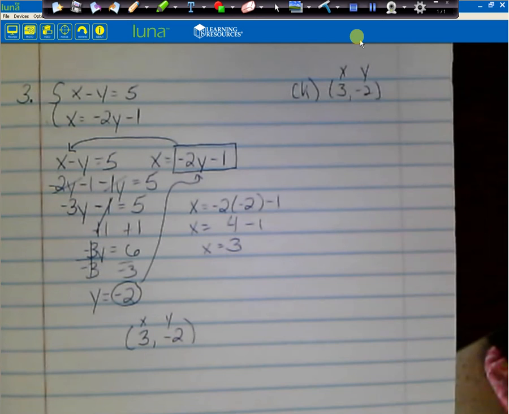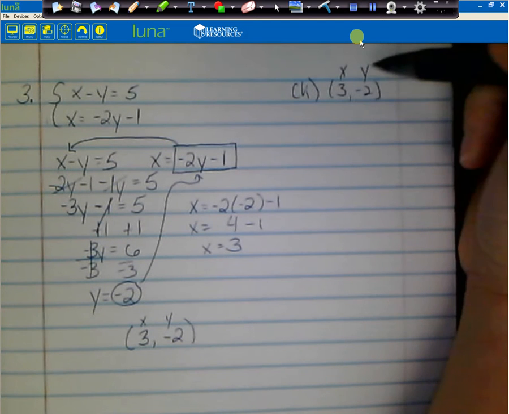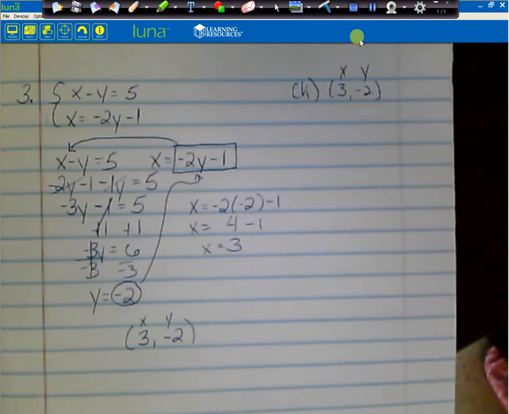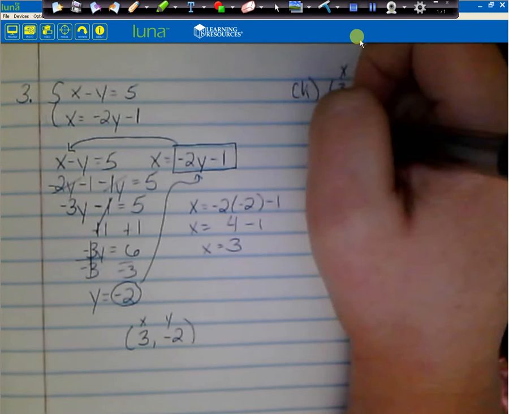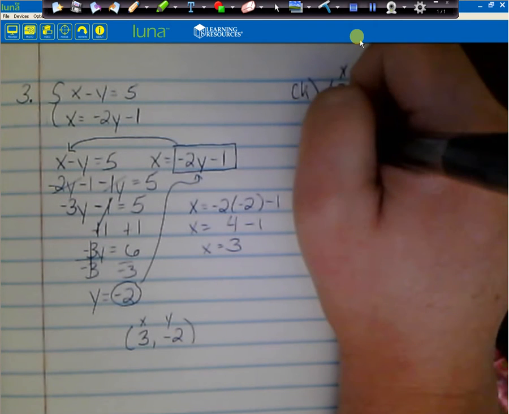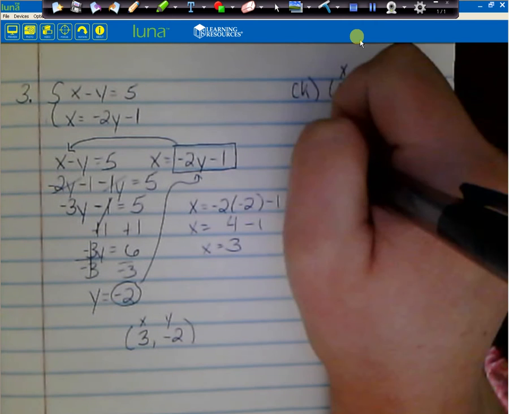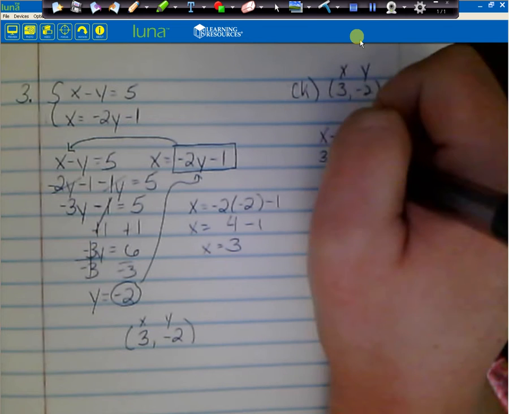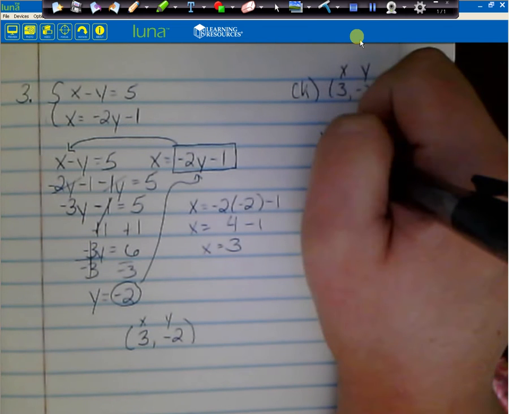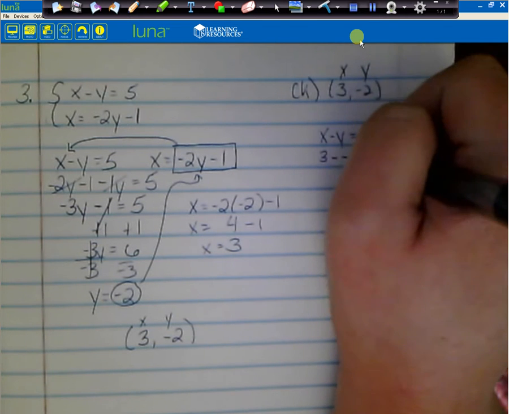Again, I go ahead and just make sure I put my x and y on the top there. It'll just keep me from plugging the numbers in the wrong places. My first one is x minus y equals 5. Again, I always go back to the originals. So I'm going to say 3 minus, now be careful here, it's 3 minus negative 2 equals 5.